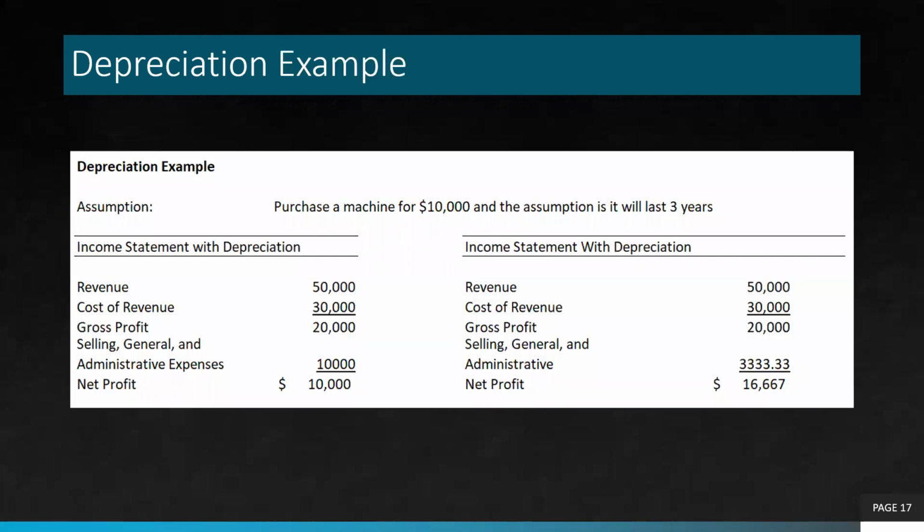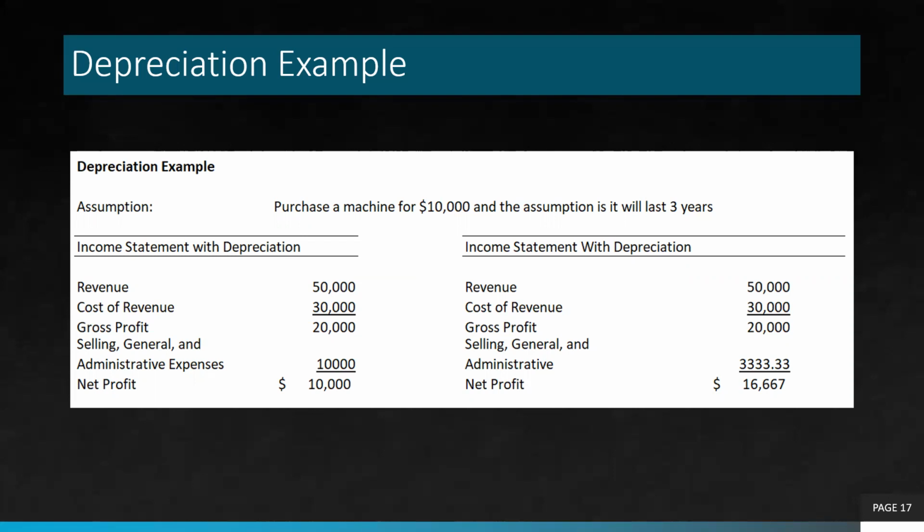So here's an example of how that would look. On the left side, I know I have these labeled the same, the left side is the income statement without using depreciation. It's taking that $10,000 and just plopping it in your expenses on the income statement, under selling, general, and administrative expenses. You see that entire $10,000. Well, my net profit is negative $10,000.